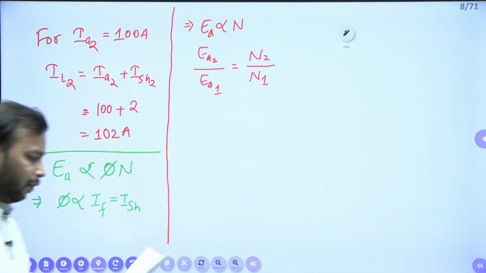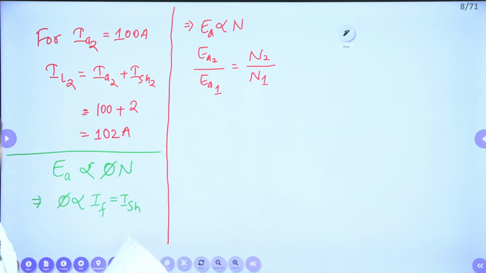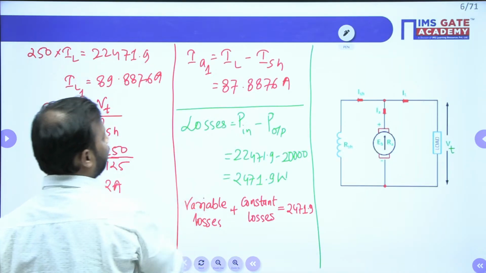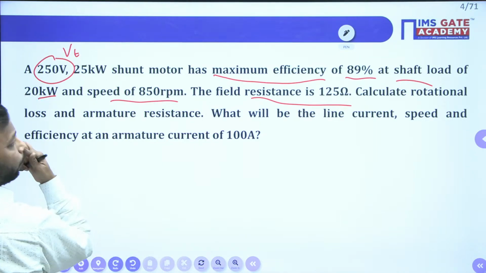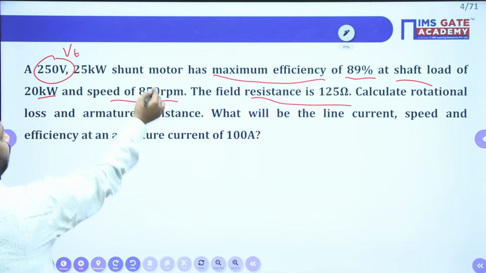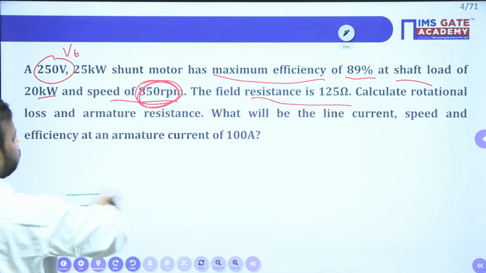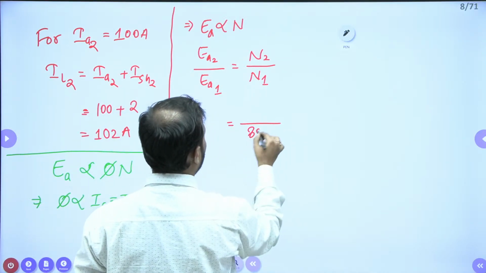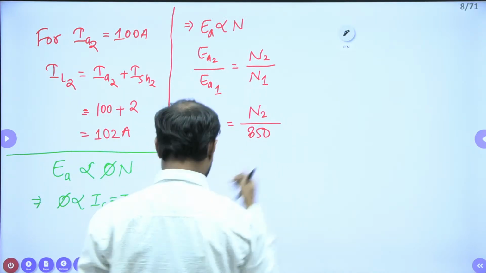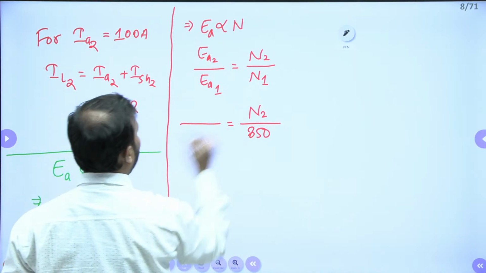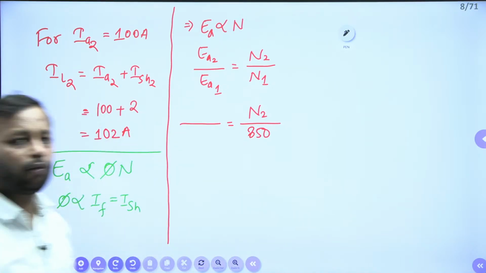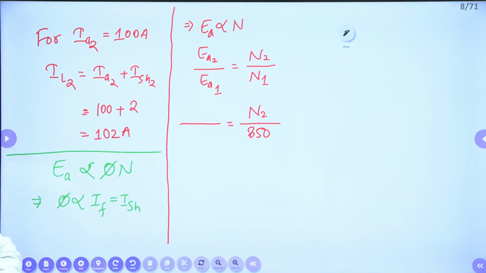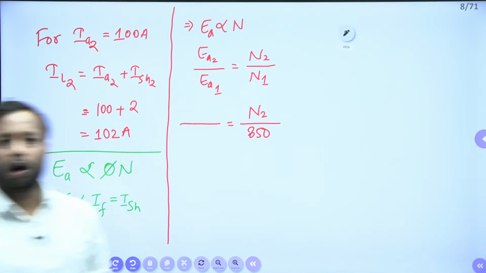In the question N1 is given as 850. Do you remember? Sorry, 850, this one. So this N1 is 850. We need to calculate the speed over here, and EA1 and EA2 are still unknown. So how are we going to calculate this?